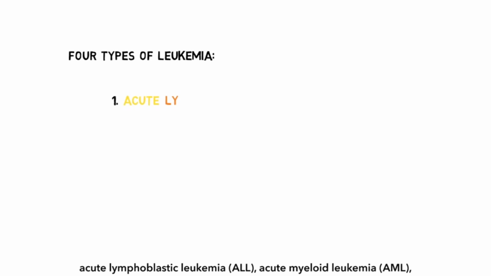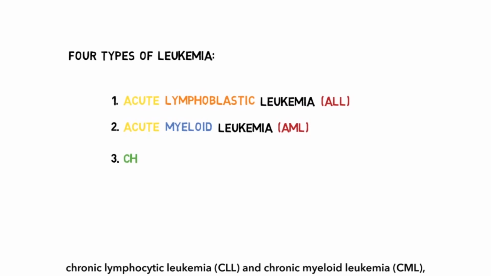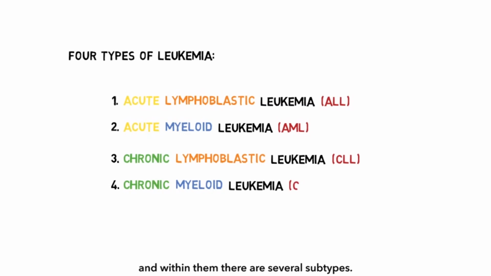So we can distinguish among acute lymphoblastic leukemia, or ALL, acute myeloid leukemia, or AML, chronic lymphocytic leukemia, or CLL, and chronic myeloid leukemia, or CML, and within them there are several subtypes.